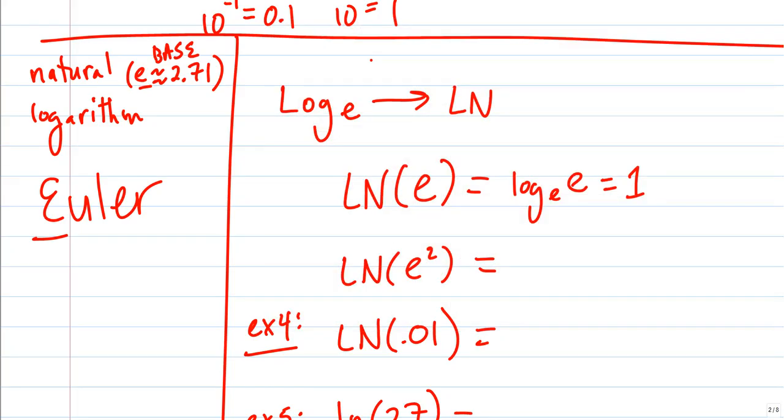What is the natural log of e squared? Well, we know the 2 can come to the front, and so you end up with 2 times the natural log of e. That becomes a 1, so we're left with just 2.